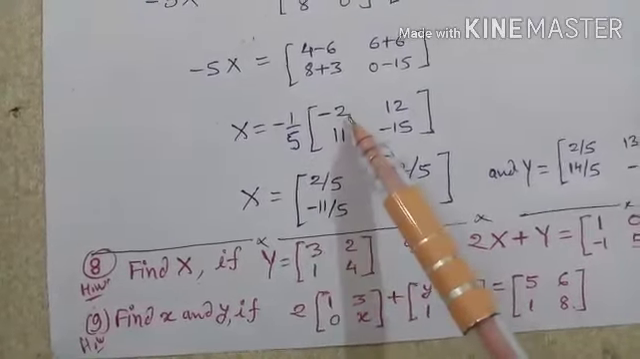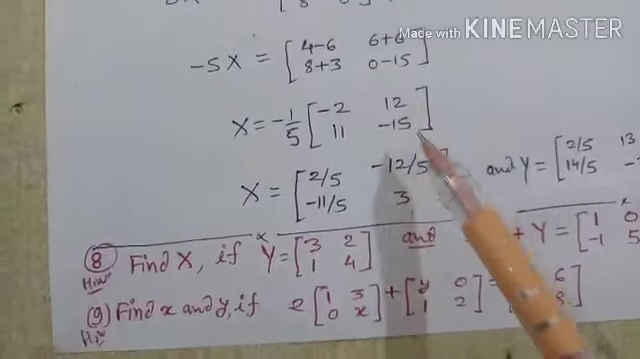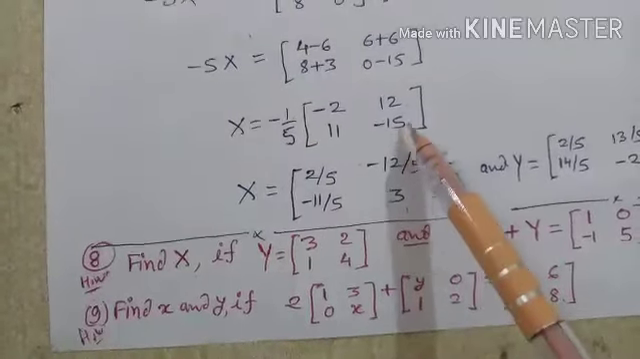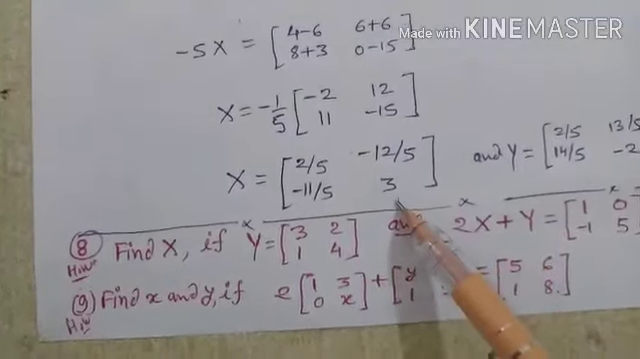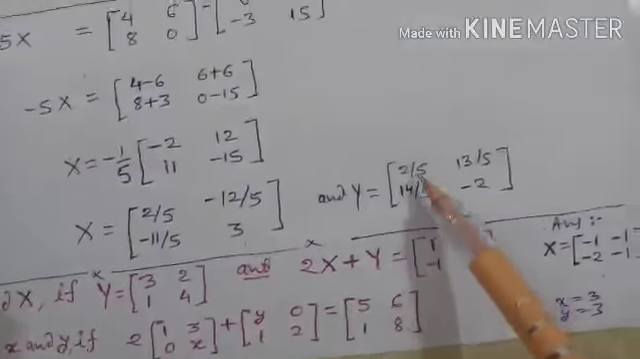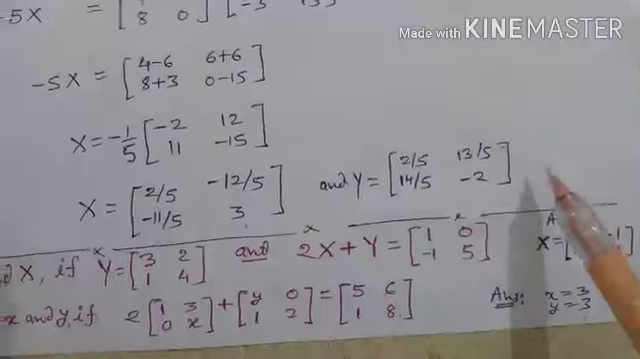So minus minus cancels, 2 upon 5. This is minus 11 upon 5. This is minus 12 upon 5, and last, once again minus minus cancels, and 15 divided by 5 you will get only 3. This is matrix X, and we already found matrix Y. So it is our answer.